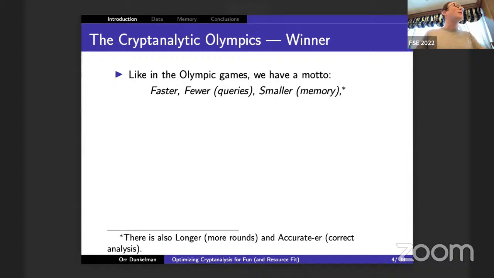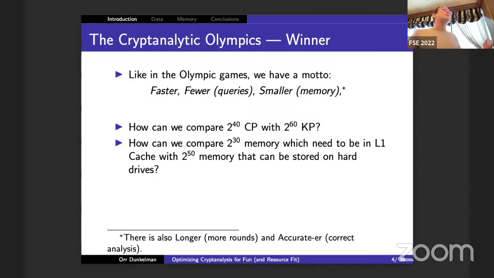Actually, we have a small update to this. We also want longer, which is more rounds, and more accurate. I'm terribly sorry, I'm sure there is a better English word, because sometimes we miss in the analysis. So we also want a somewhat more accurate analysis. And here comes the question. Assume that you have one final slot for a conference and you have two papers, one of them using 2^40 chosen plaintexts and one of them using 2^60 known plaintexts. You try to figure out which of the two attacks is more relevant, or more practical, or more interesting. The answer is very hard to tell.